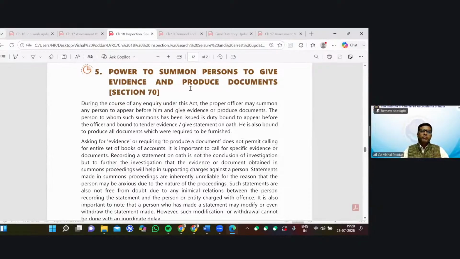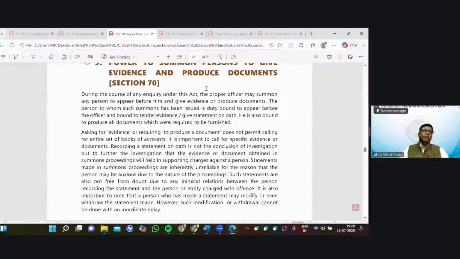Now, a milder option, instead of search, instead of inspection, is that instead of the department going to the taxpayer, the taxpayer may be summoned to come and produce some evidence or give some statement. So this is under section 70, where the department is asking the person to come and give the statement.